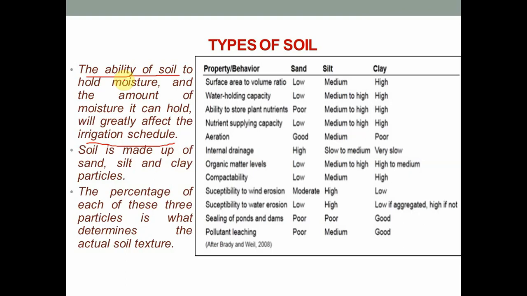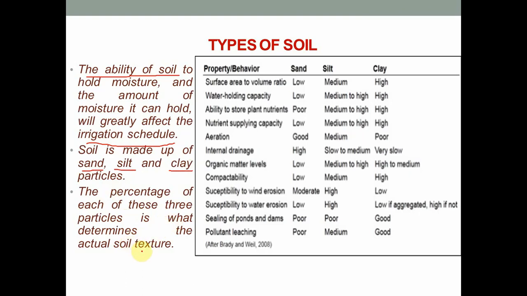And if the soil is not able to hold more moisture, then the water available to the crop will be very less. Now soil is made up of these particles: sand, silt, and clay. Okay, the percentage of each of these three particles is what determines the actual soil structure.